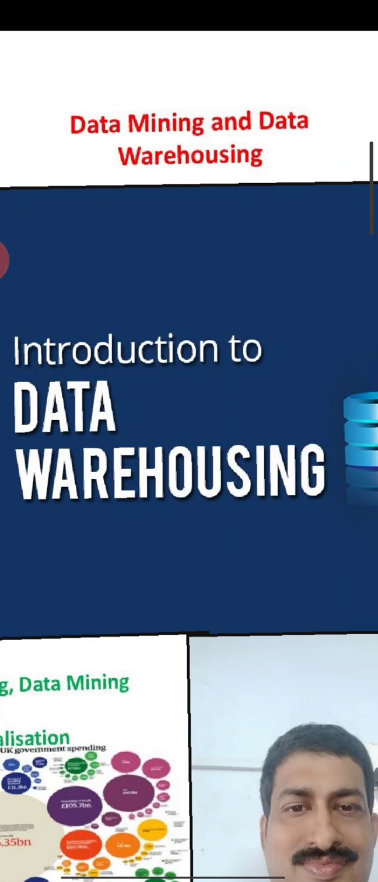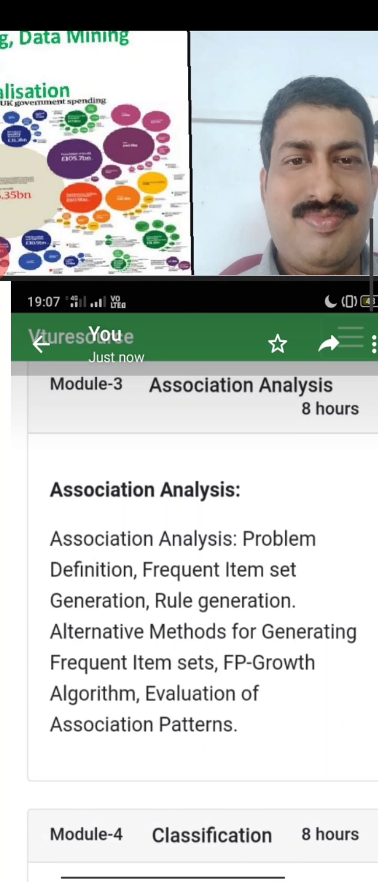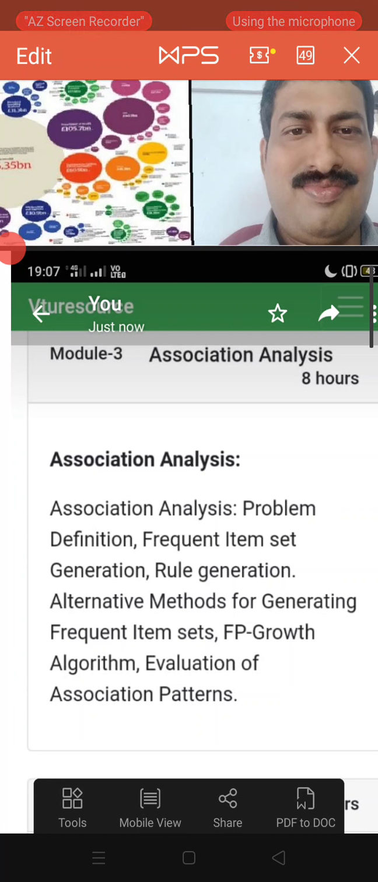We are studying data warehousing and data mining, where in the third module we are studying association analysis. In data mining and data warehousing, third module association analysis. What are the things that are very important? Let me explain those things, so the concept will be very clear to you.